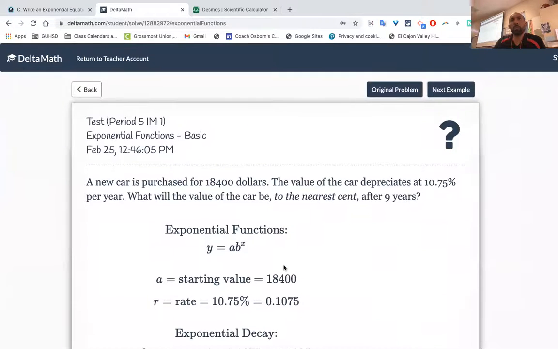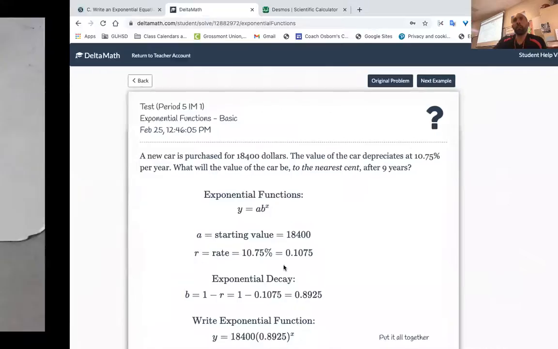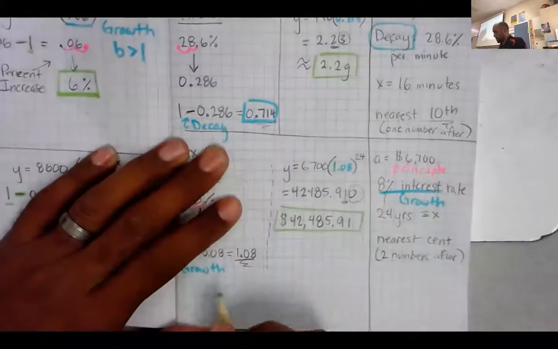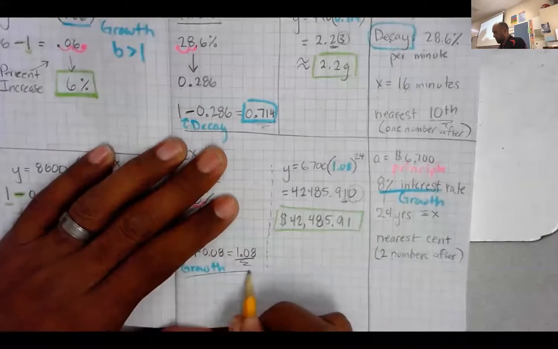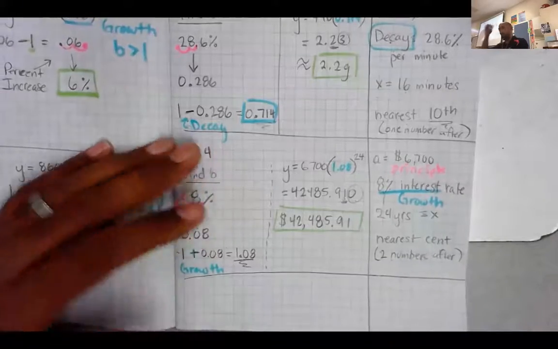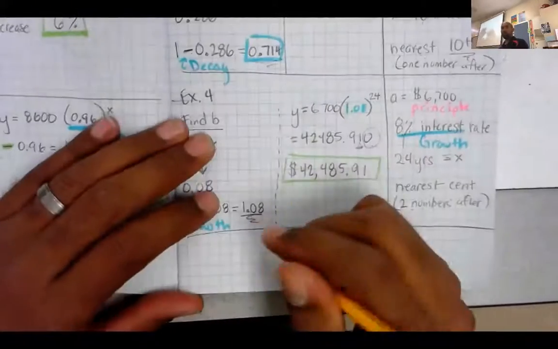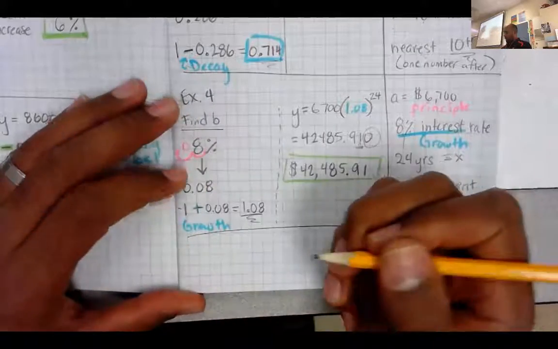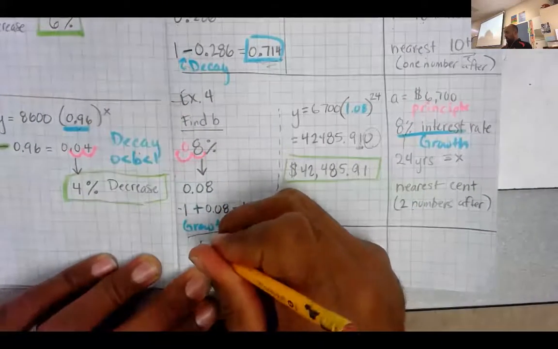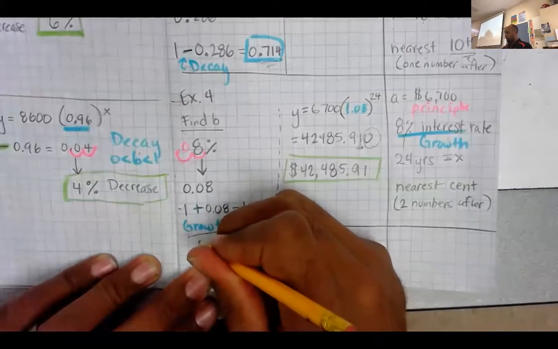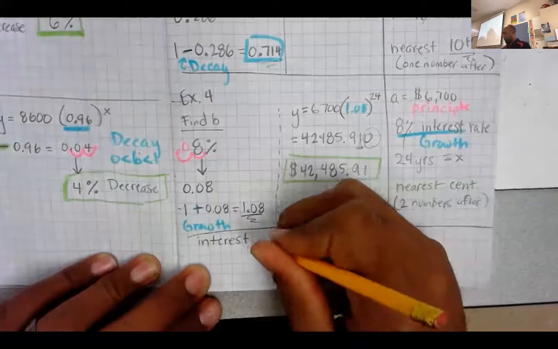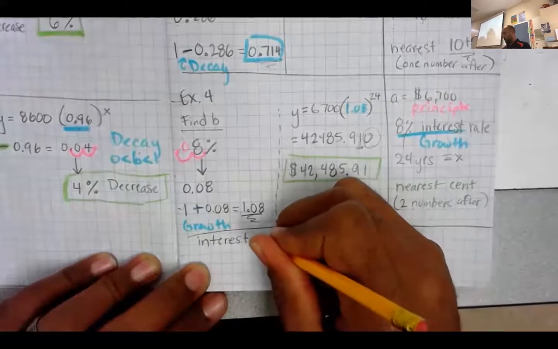Okay, we're going to write some of these words down as we go here. You can put this on the next page, or you can put this on the side. So, what were some of the words we see? Interest. That's going to be growth.